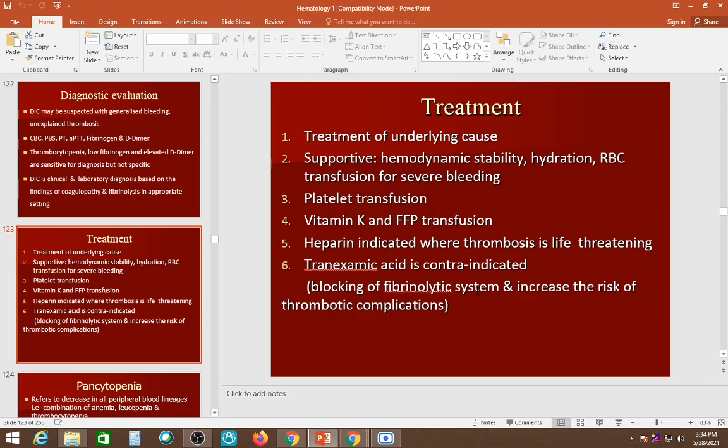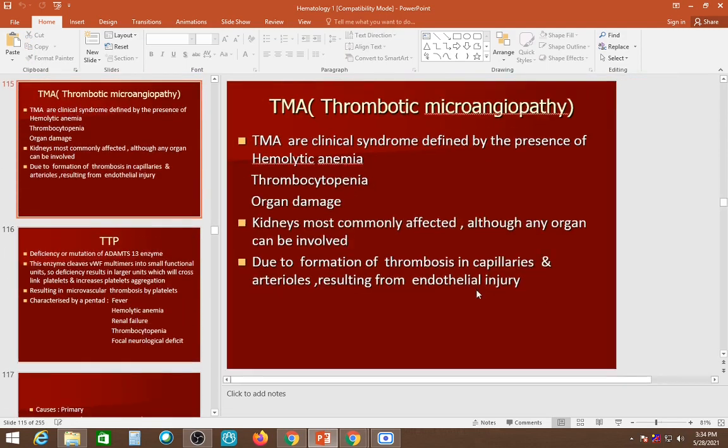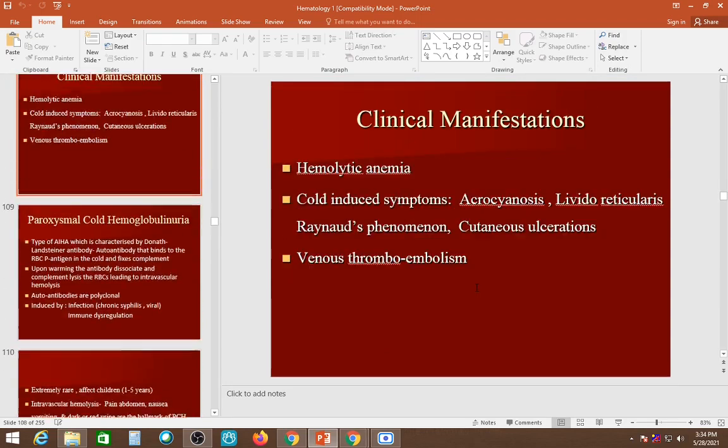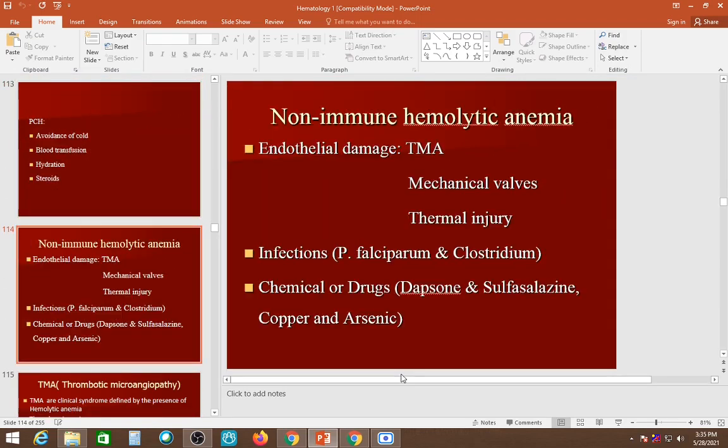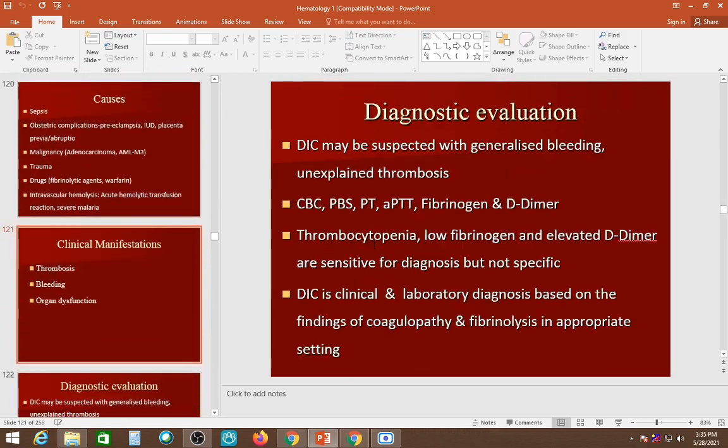The others you don't need to talk about, like the other classification that I've classified. I have already spoken here with regards to TMA, then DIC. These you just have to know: mechanical valves, thermal, this thing. Okay, so we'll move on to the next talk, which will be on pancytopenia.